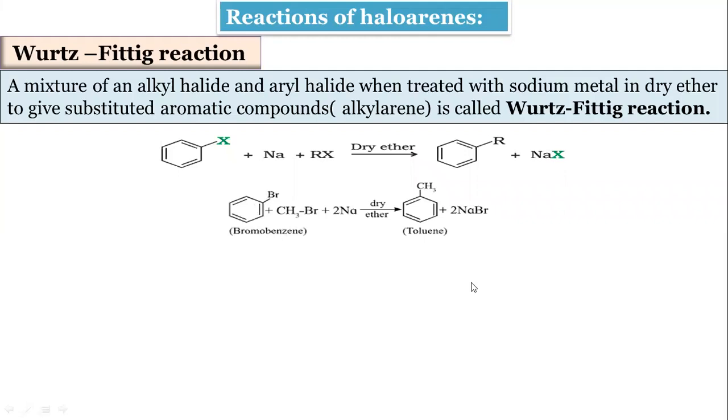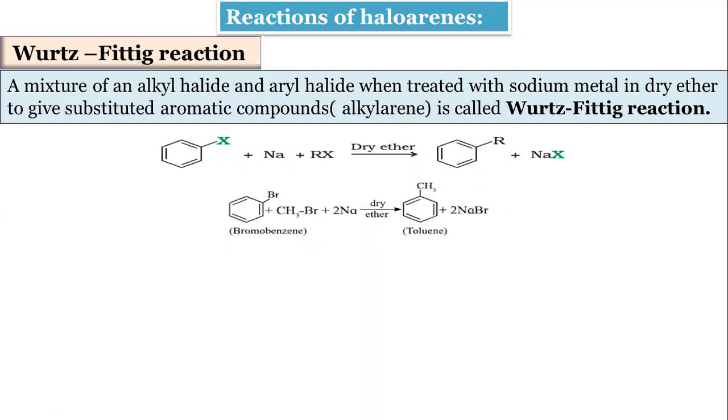We get the product here, toluene. See how toluene is prepared: the 2 Na removes this bromine and this bromine. 2 NaBr will be removed and this CH3 will be attached to the benzene ring. So this is a very good example of the preparation of toluene by the Wurtz-Fittig reaction. The question will be asked in the board exam: how will you prepare toluene? By using bromobenzene. Remember, we have to memorize that this reaction is the Wurtz-Fittig reaction.